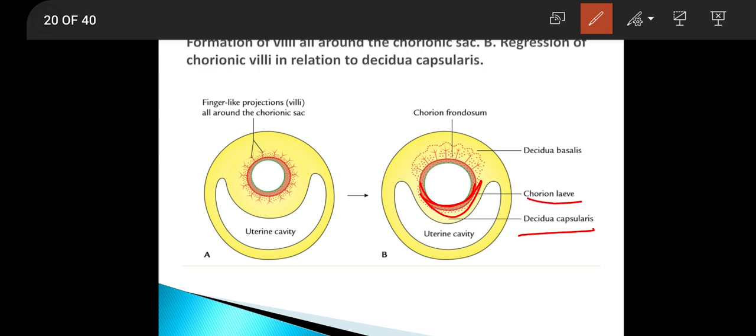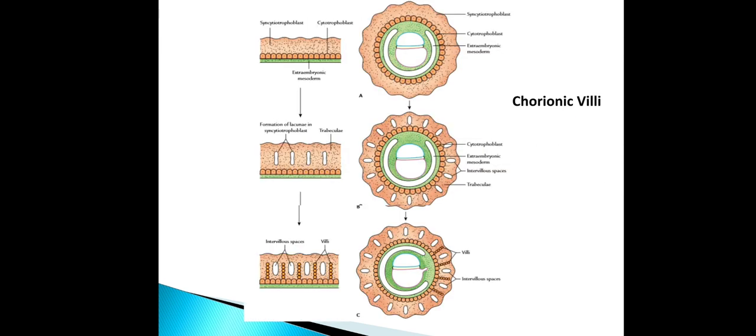And the part of the chorion which is related with the decidua basalis, here the finger-like projections or chorionic villi grow more, and that part of the chorion is called chorion frondosum.